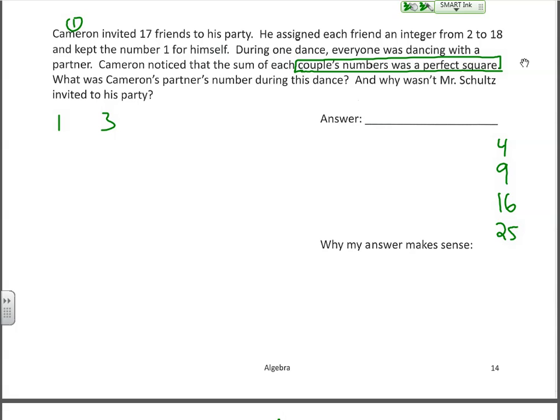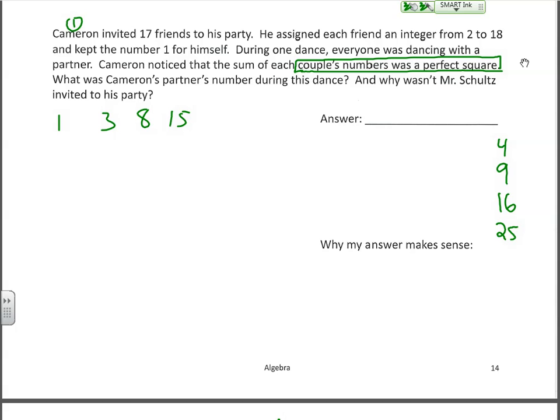We already said 3 because 1 plus 3 is 4. Cameron could dance with person number 8 because 1 plus 8 is 9. Cameron could be dancing with person number 15. I'm going to make these a little bit closer together here so I have more room to write over there. 15 because 1 plus 15 is 16. But we're not going to be using the perfect square of 25 here because there's no number 24. Okay. So we only have 3 options for Cameron's partner here.